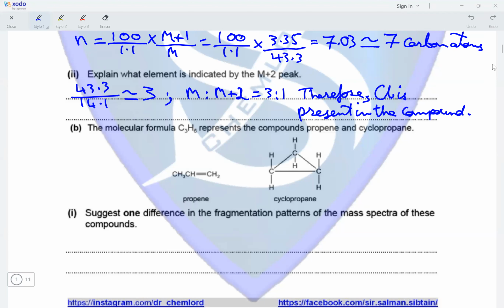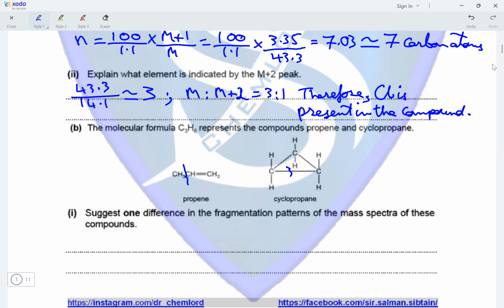The molecular formula C3H6 represents the compound propene and cyclopropane. So propene and cyclopropane are given. Suggest one difference in the fragmentation patterns of the mass spectra of these compounds. So in propene, the bond that would break would be the CH3-CH bond, and in cyclopropane, any one bond would break, which would result in opening up of the ring, and fragmentation will not be there. So we will end up with fewer fragments in cyclopropane than in propene.